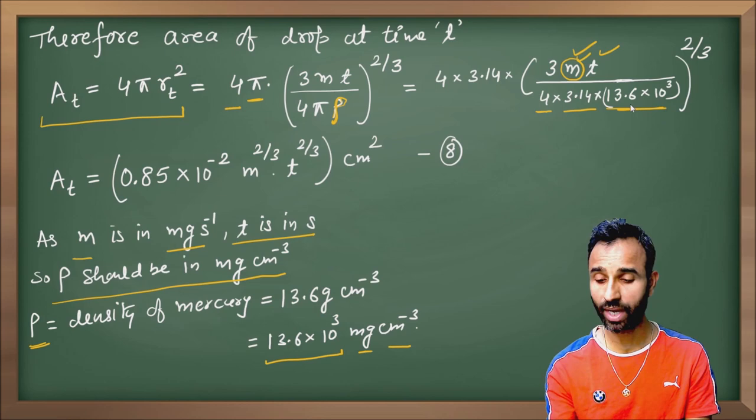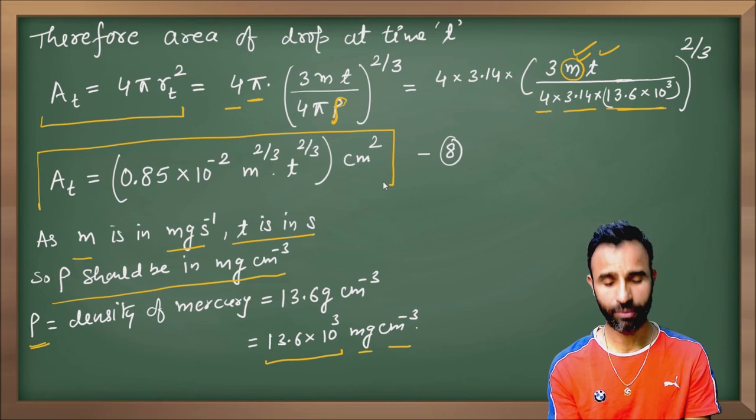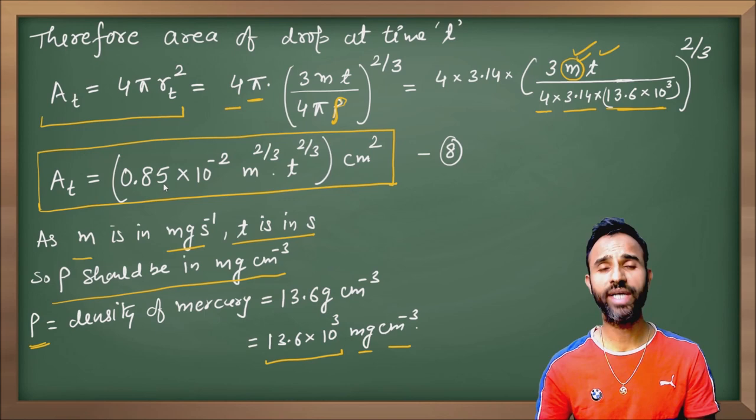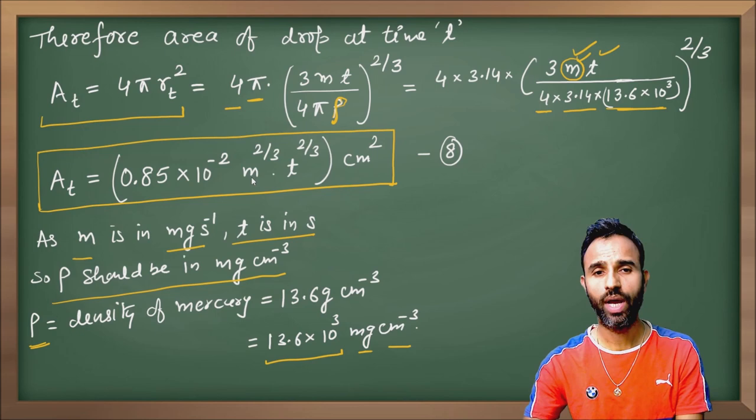So when we solve it, it comes out to be very close to 0.85. In some books it is written as 0.8515, but as I have calculated, this value comes out to be 0.848 something. So if we write 0.85 into 10⁻², the area of the drop is 0.85 into 10⁻² m^(2/3) t^(2/3) centimeter square.